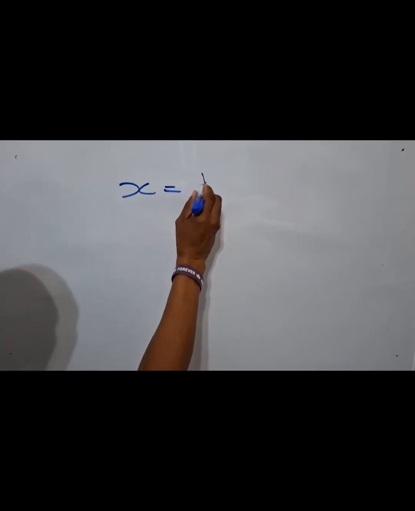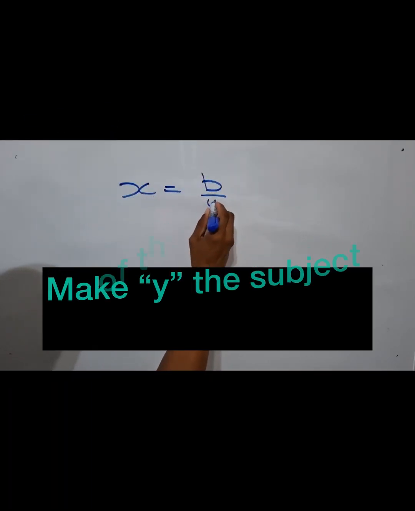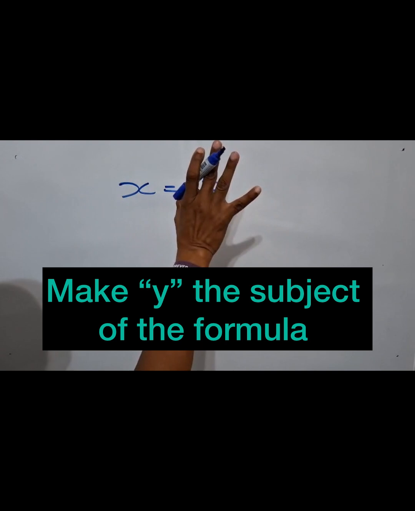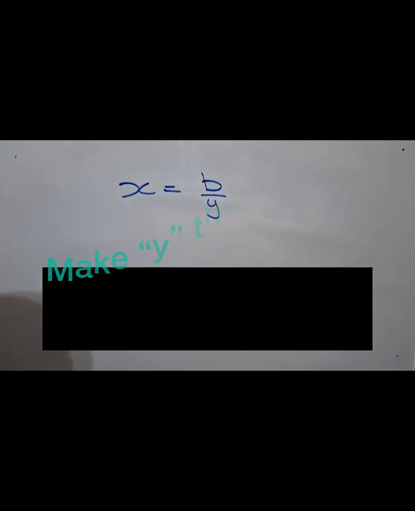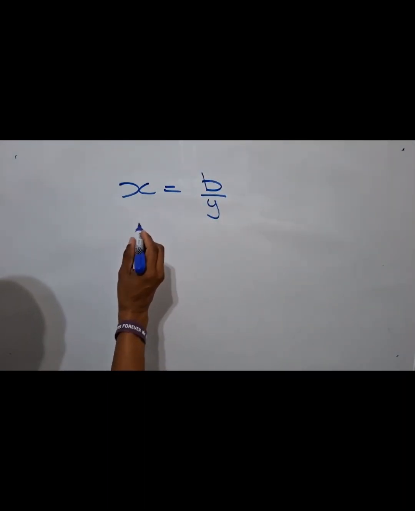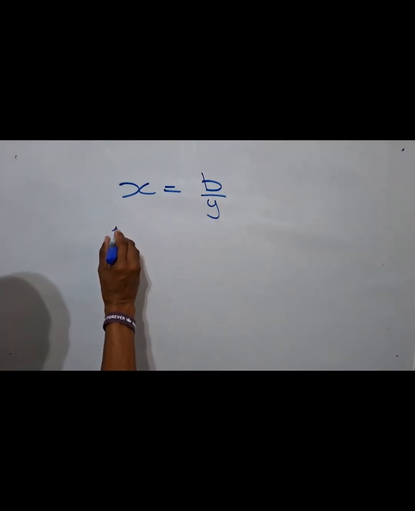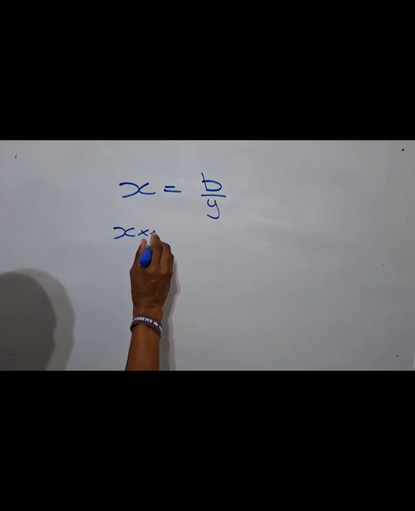Let's jump into our next one. We have x is equal to b over y. And we want to make y the subject of the formula this time. So how do we do it? I like to make sure that what I'm going to make the subject is up there in the numerator. So let's move it from where the denominator is by multiplying both sides by y.